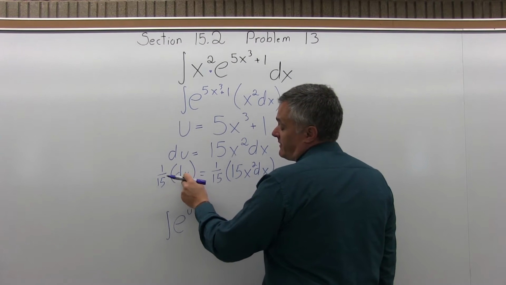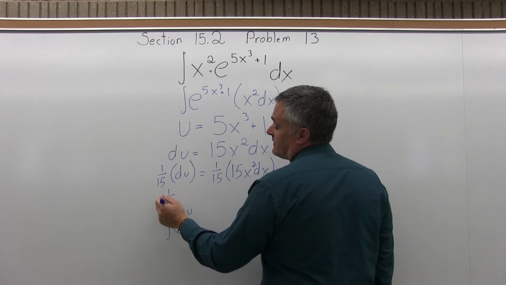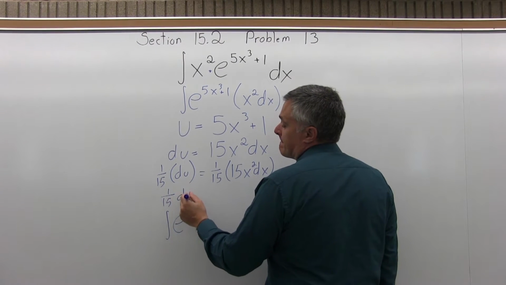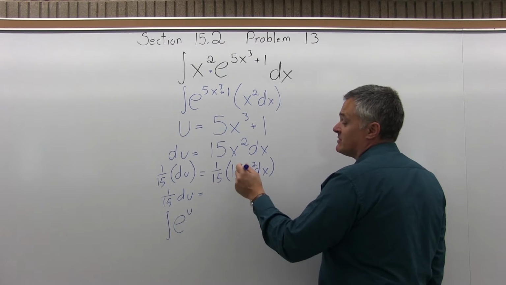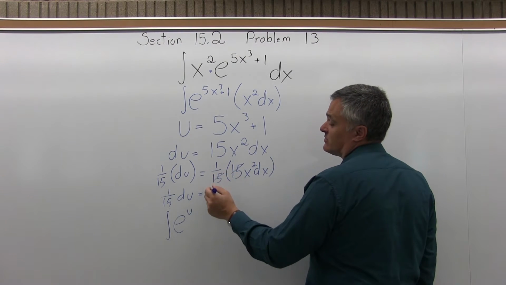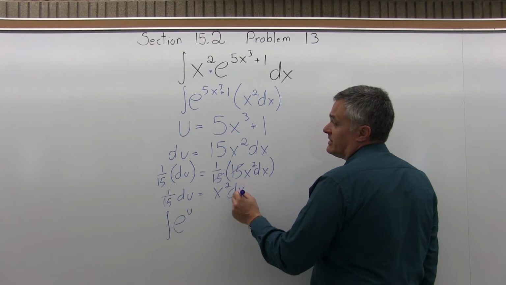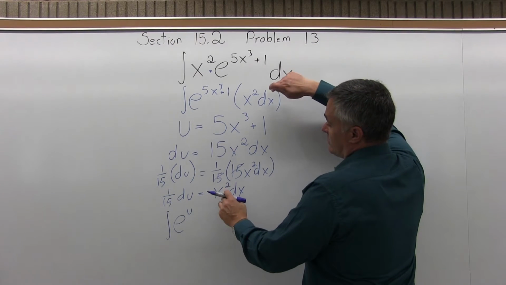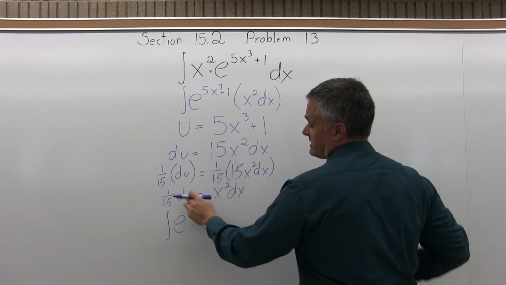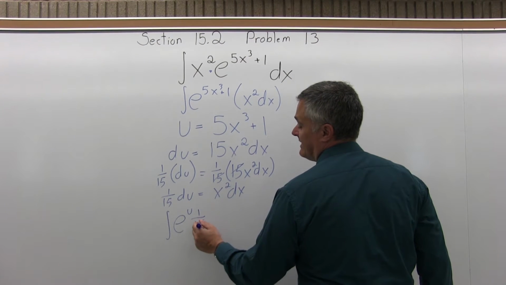On the left, 1/15 times du gives me 1/15 du. And on the right, 1/15 times 15x squared dx, the 15s will cancel. So I have 1/15 du equals x squared dx. I need to replace x squared dx, and now I have a perfect match for what it's equal to. It's equal to 1/15 du.